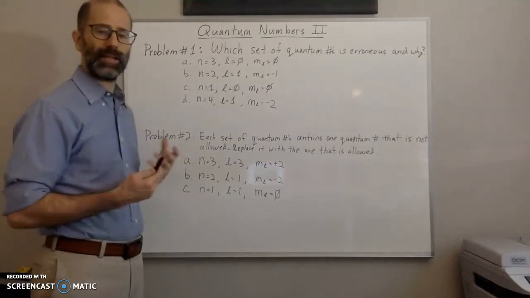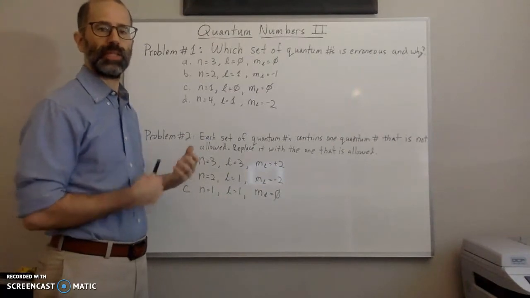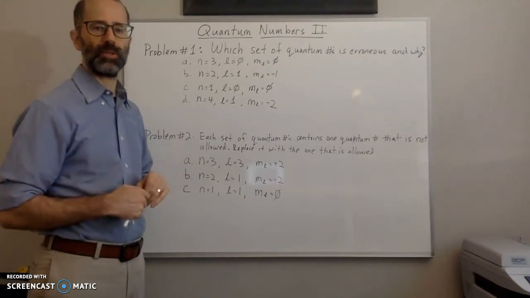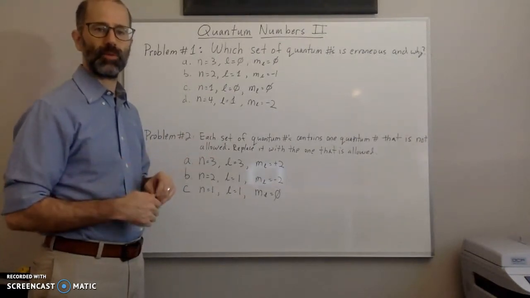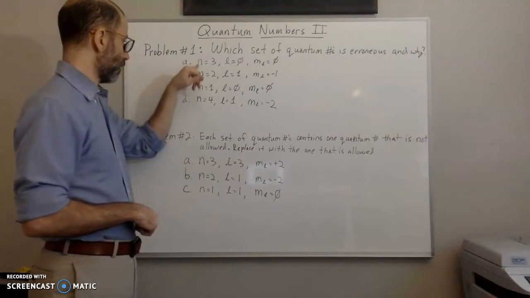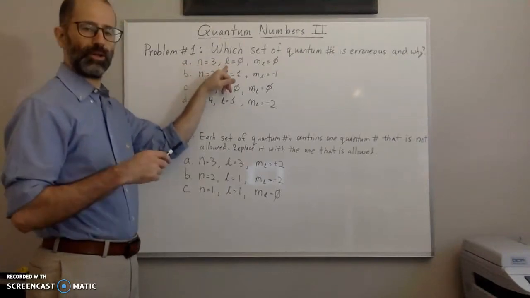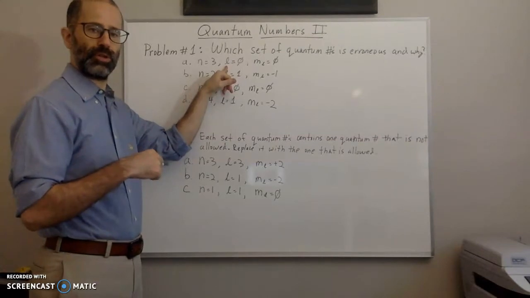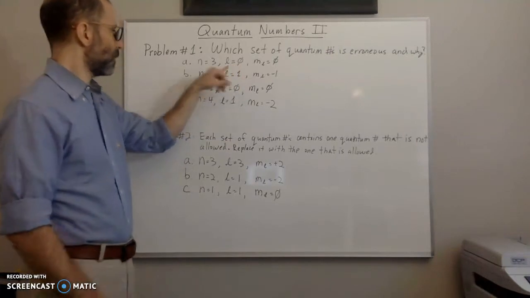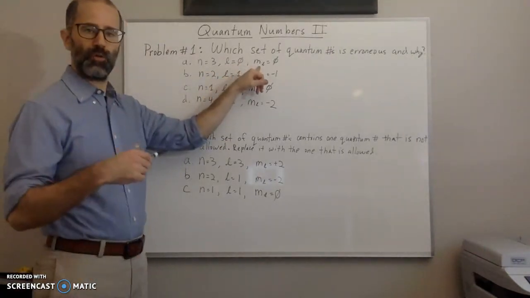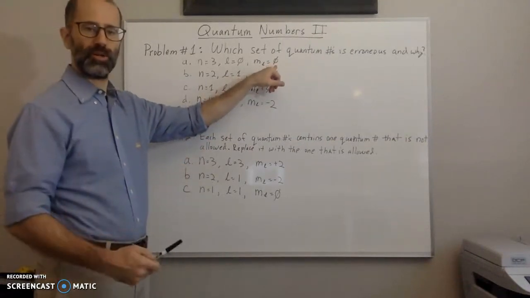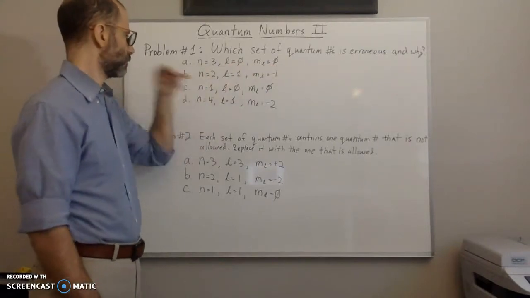In order to answer these questions, you have to know the relationships between your n quantum number, your L quantum number, and your m sub L quantum number. So the principal quantum number, the angular momentum quantum number, and the magnetic quantum number. Here for A, we have n equals 3. So your L values should go from 0 to n minus 1, which is 2. And L equals 0 fits in there, so that's correct. And then your m sub L values should go from negative L to positive L, including 0. We have 0 here, so that fits as well. So this one is correct.